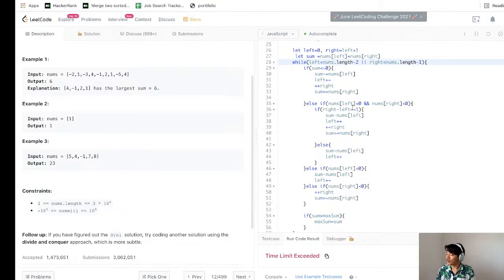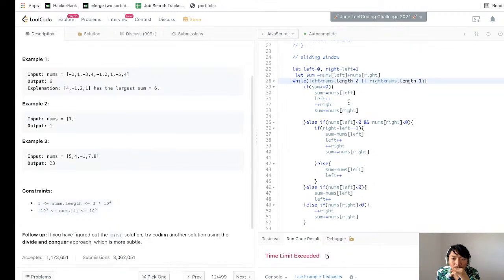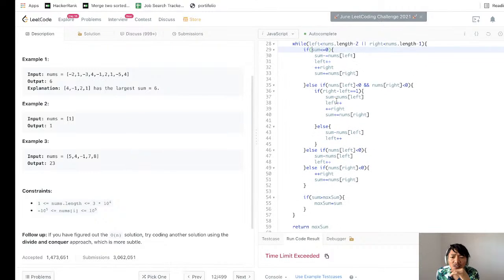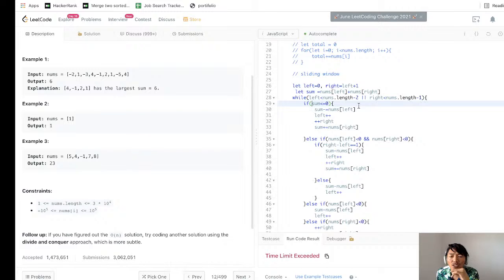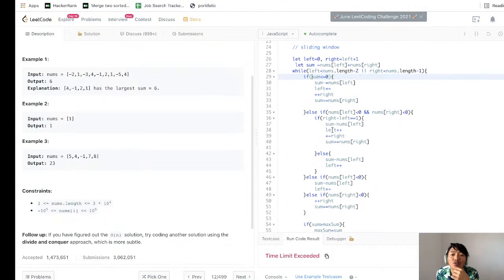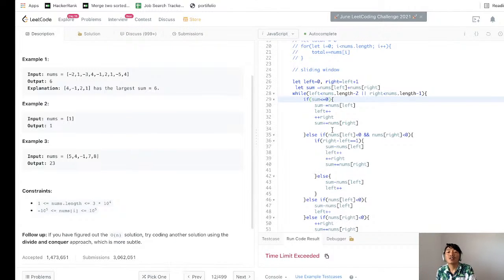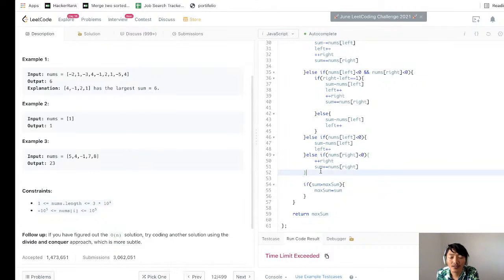All right, so let's try to finish it in 3 hours. Hmm. Okay, so why is it running an infinite loop? Because we are increasing. Okay, it looks like we are never increasing the else, so we need an else here.